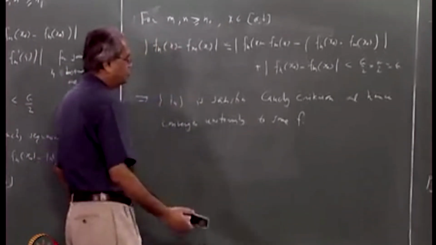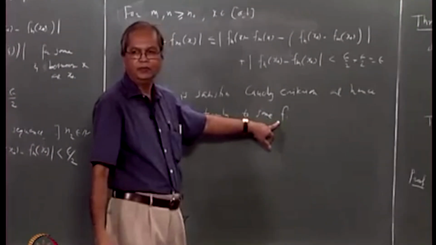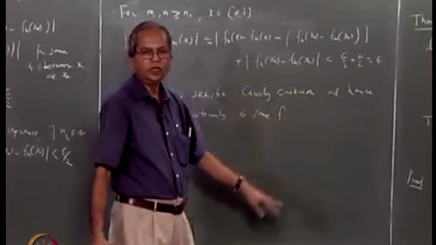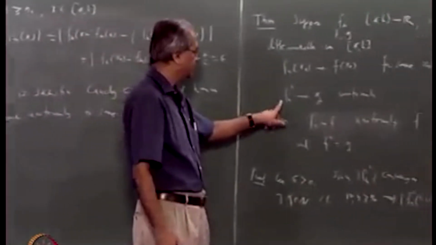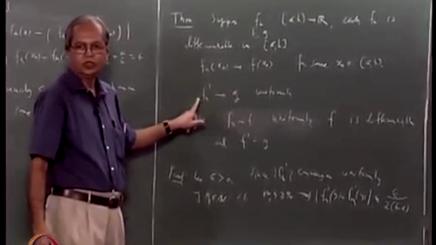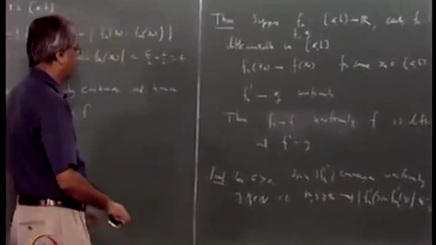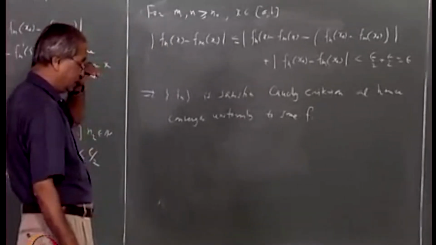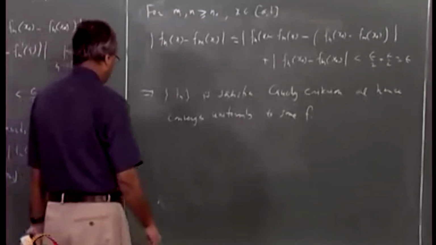So now what remains is to show that this f is differentiable and its derivative is the same as that function g. What is the function g? It is the function to which this fn prime converges uniformly, okay, that is what remains to be shown. Now to show that, let us proceed as follows.